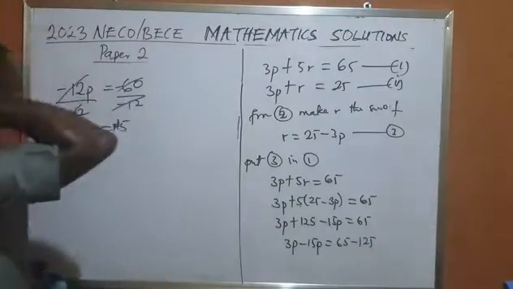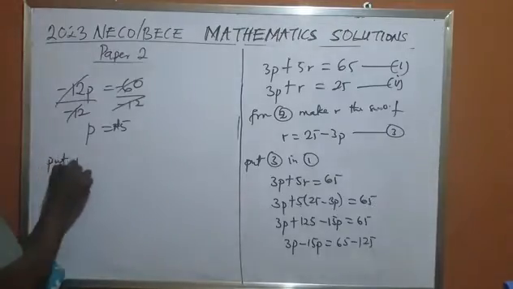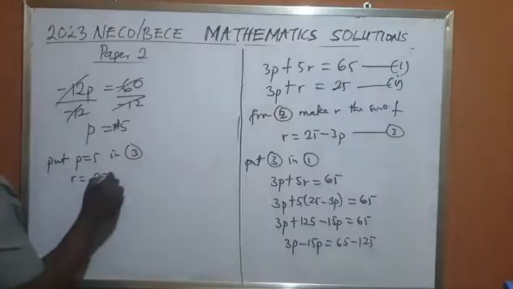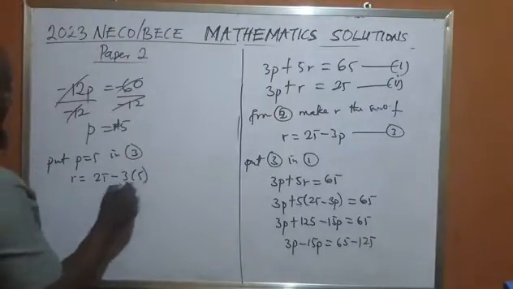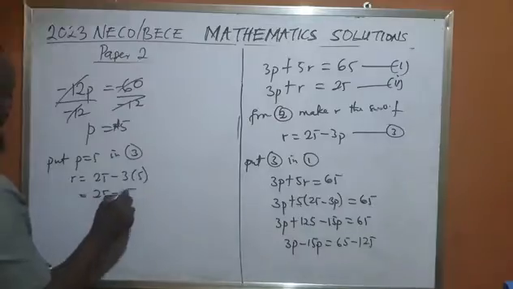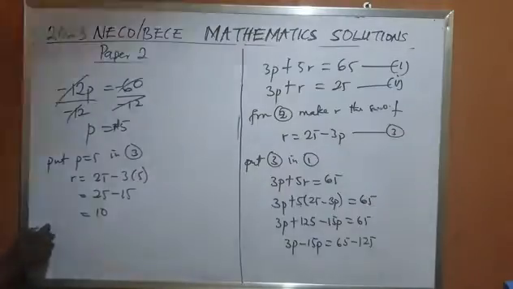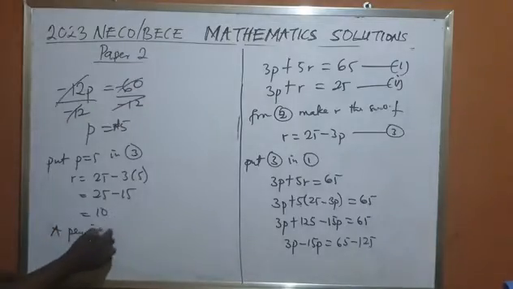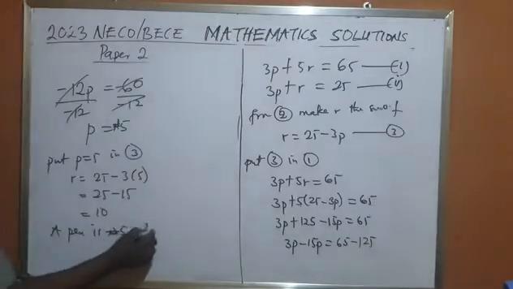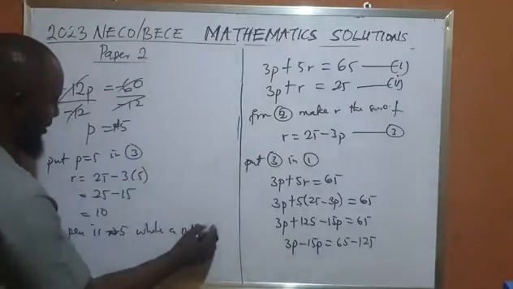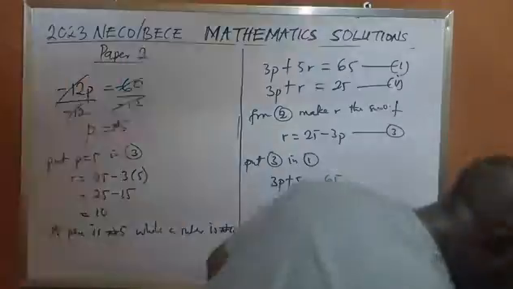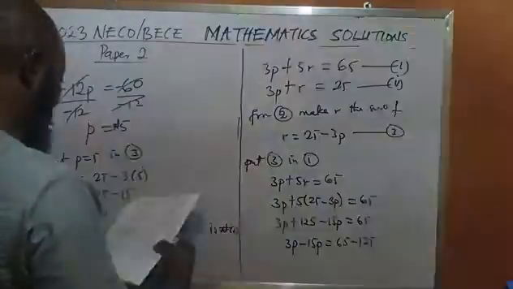Then for R, we put P equals 5 in equation 3. So R equals 25 minus 3 times 5, that is 25 minus 15, and that gives us 10. Which means a pen is 5 naira, while a ruler is 10 naira.